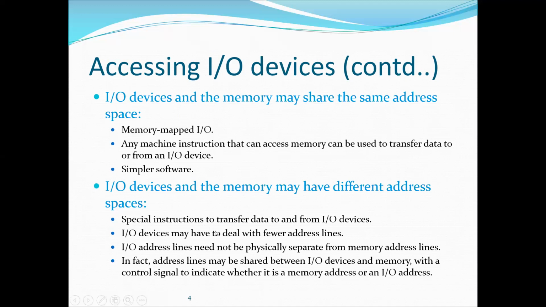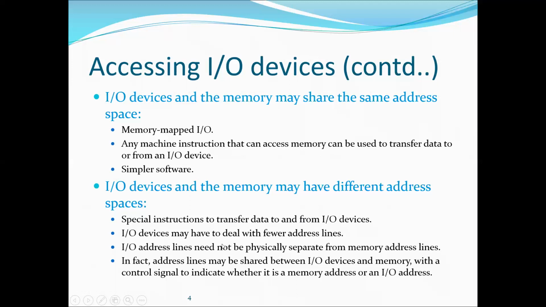So in IO mapped IO, what you have is a special instruction to transfer data to and from IO devices. Try to understand here. In memory mapped IO, we don't have any special instruction to access the IO device. The way we access memory or any other instructions, similarly we do the data transfer. However, in IO mapped IO, we need special instructions for accessing the IO devices.